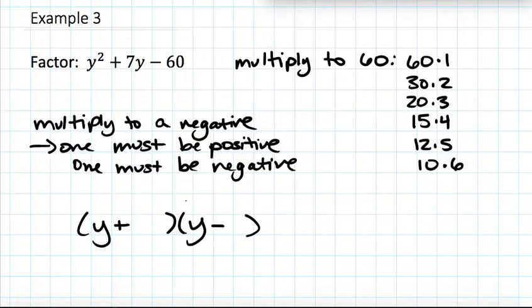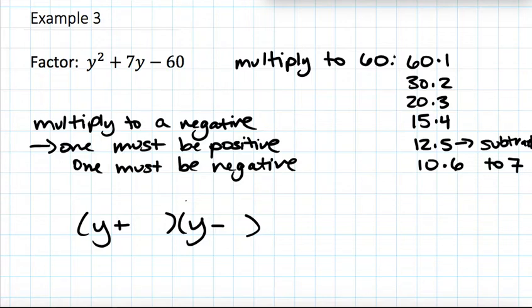So looking at my pairs here, what I'm looking for is the pair that when you make one of them negative and add it to the other, it equals 7. Or the other way to say that is they subtract to 7. And so if I look at these possibilities, the one that subtracts to 7 is 12 and 5. So that means 12 and 5 is my correct pair.